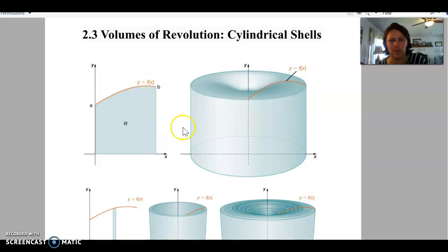Okay, so with these, we are only going to be doing the ones that are rotated around the y-axis. Just because of time, they said we could cut out some things, so I'm just going to do the ones rotated around the y-axis. When you take this shape and rotate it around the y-axis, you can see the kind of shape that we want to find the volume for.